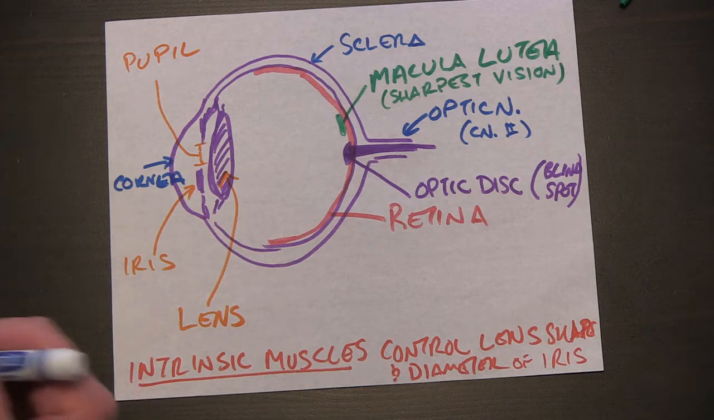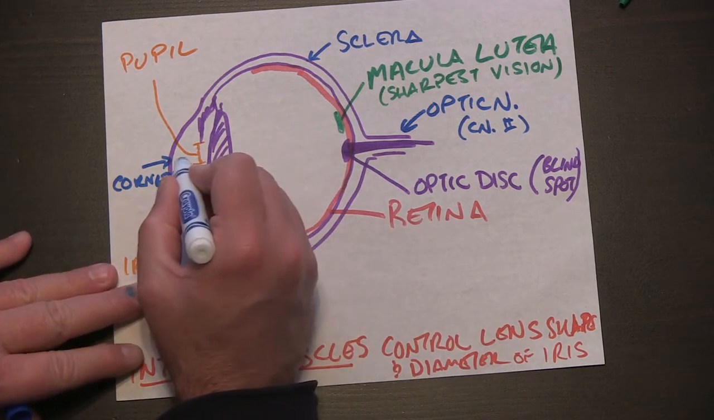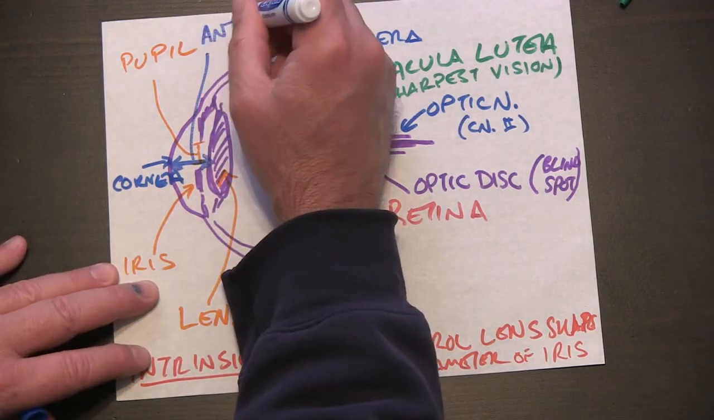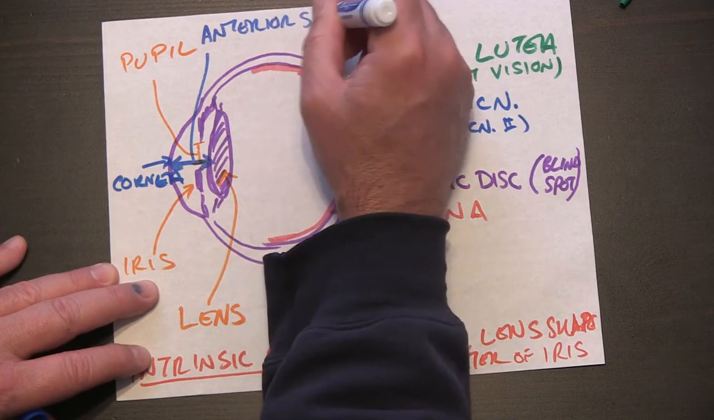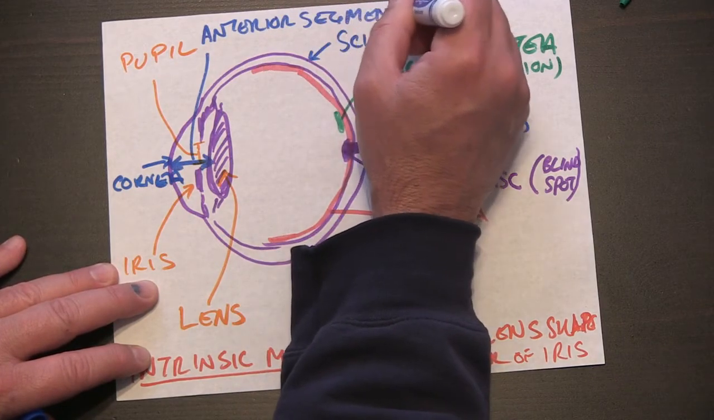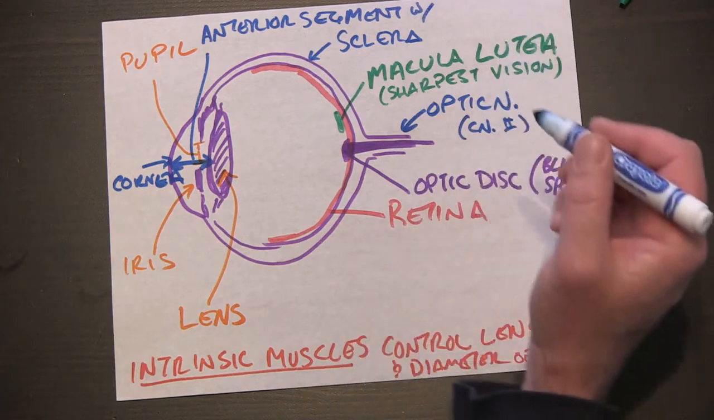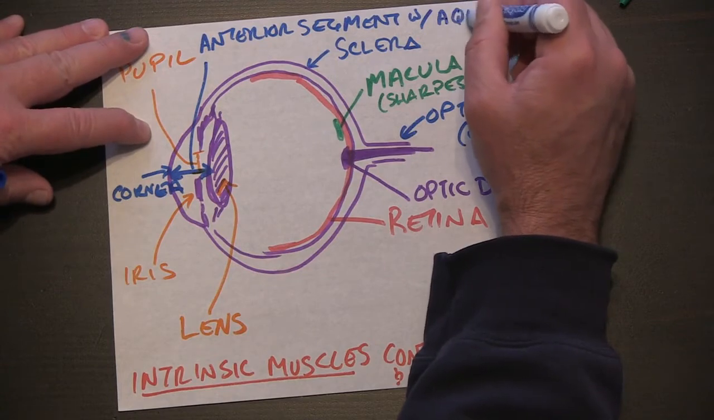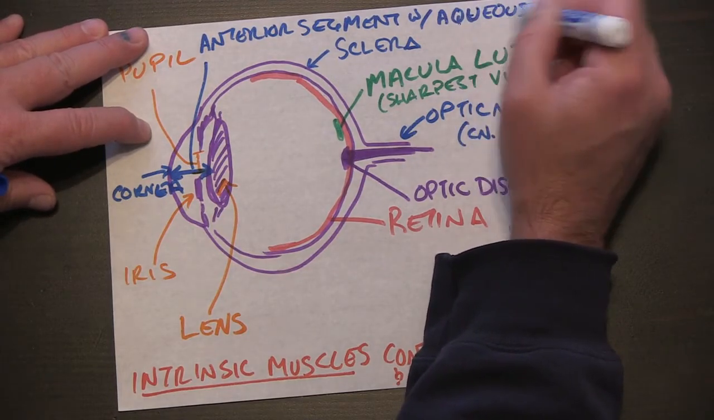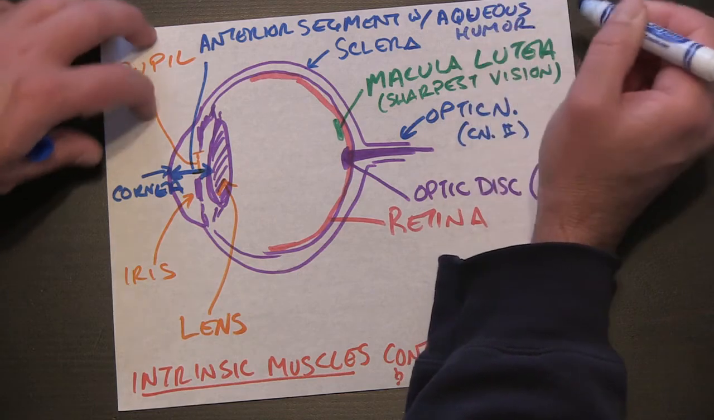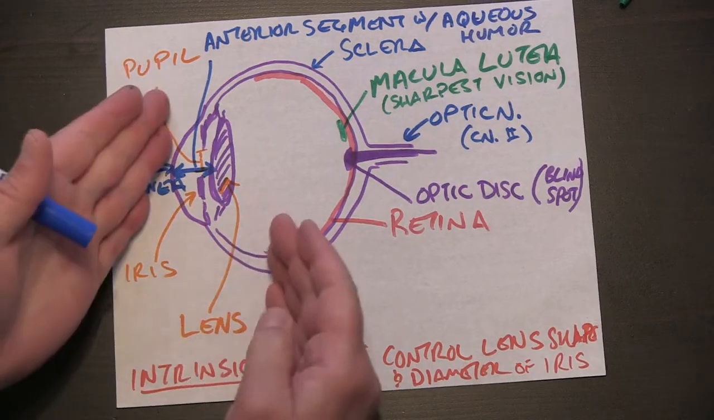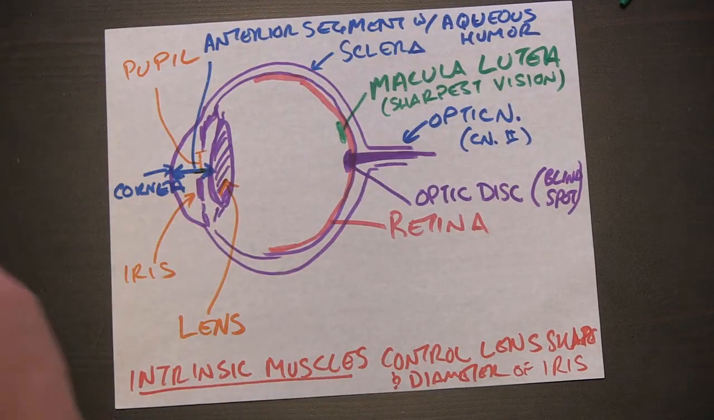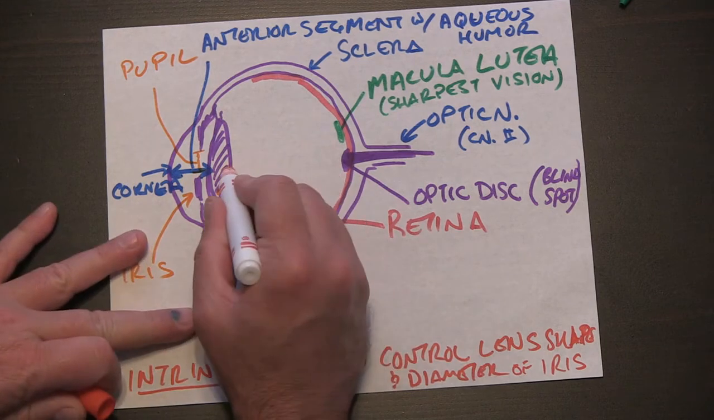The region between the cornea and the lens is called the anterior segment, and it is filled with what's known as the aqueous humor. Okay, so that's from the cornea to the lens, and then from the lens back, that is known as the posterior segment.